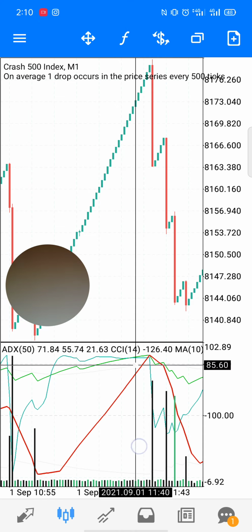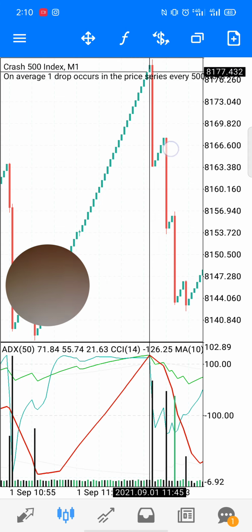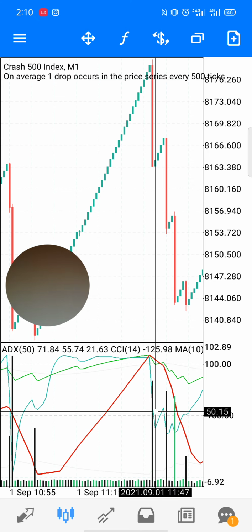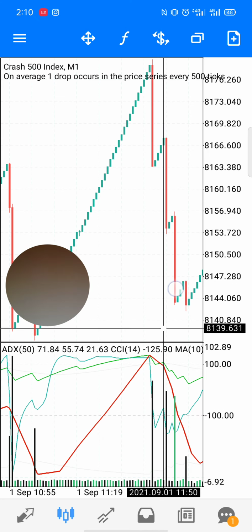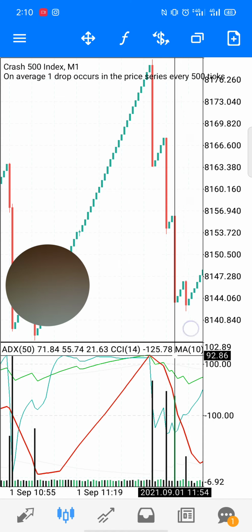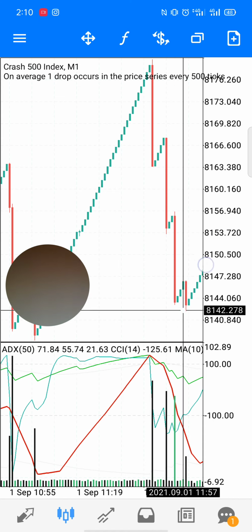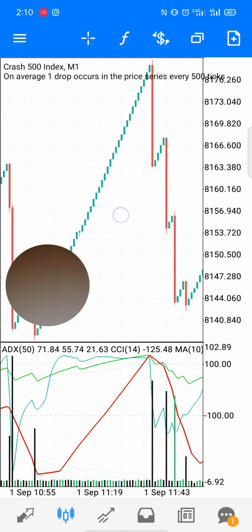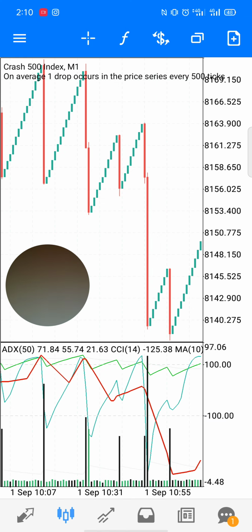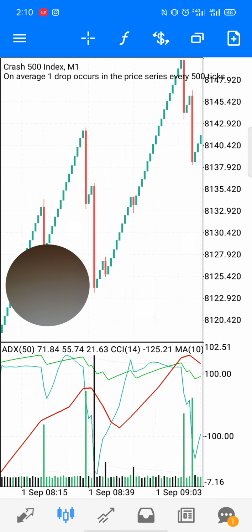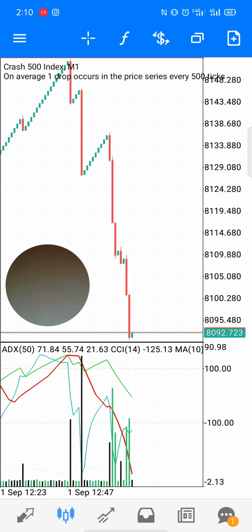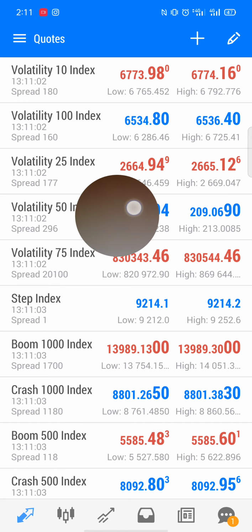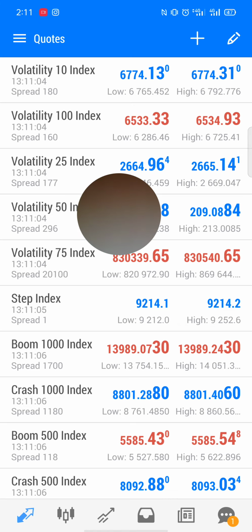Look, cross above, then it spikes. You can see it brought a black bar which indicates another spike. It spiked again, a black bar indicating another spike. It spiked again. You can see that, guys. So this is Crash 500. This strategy works well for Crash and Boom.